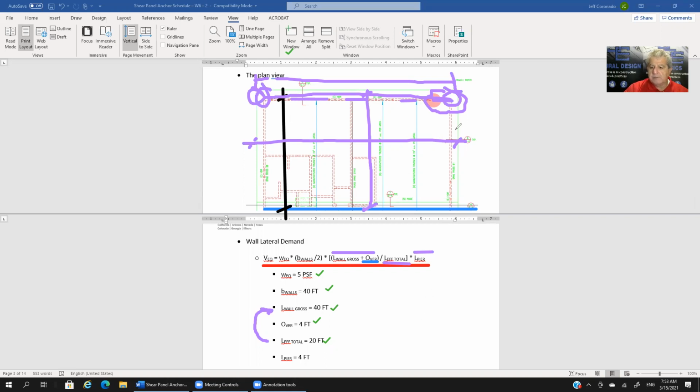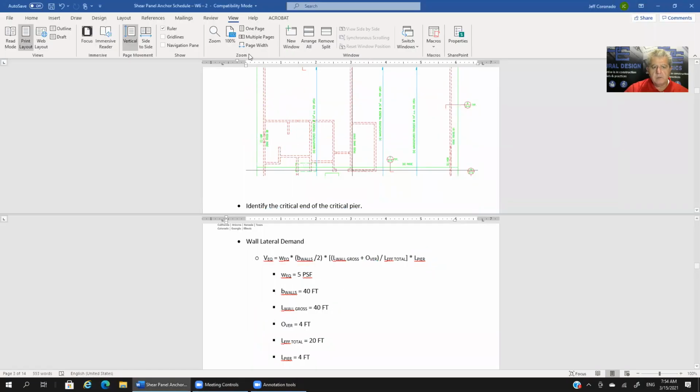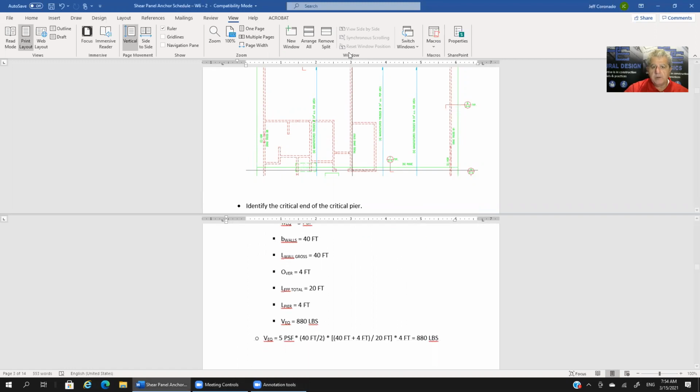L pier is 4 feet. That goes back to the length of the pier that's under consideration. Okay, let me clear the screen here and scroll down. And so if we plug in those numbers, what we're going to end up with is 880 pounds. All right, so that's the earthquake force on that wall pier. And here's the plugging in of 880 pounds.